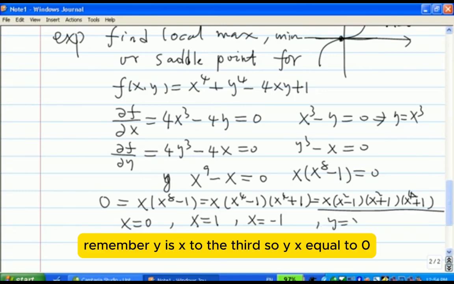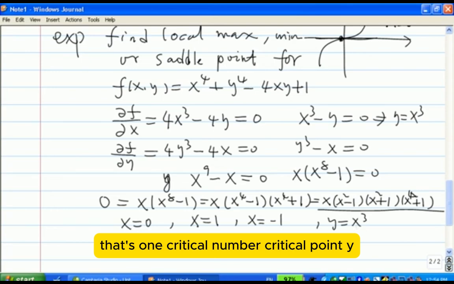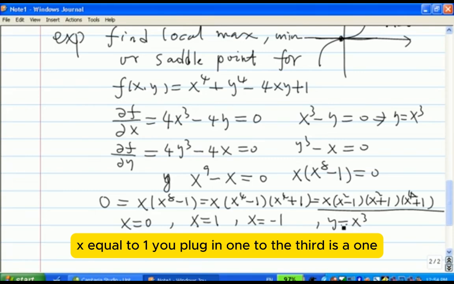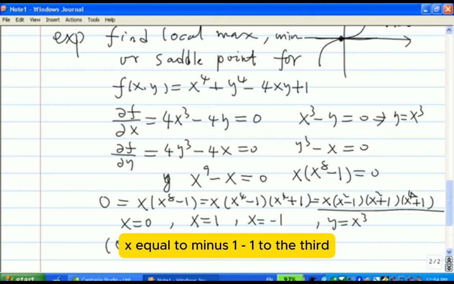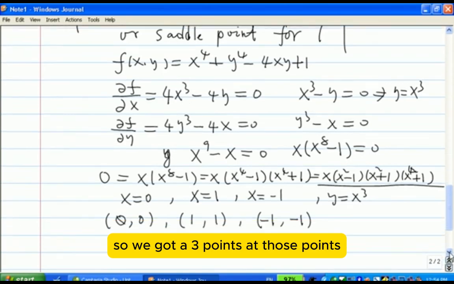Remember, y is x to the third. Okay. So when x equals 0, you plug in there, your y is 0. That's one critical number, critical point. When x equals 1, you plug in, 1 to the third is 1. When x equals minus 1, minus 1 to the third still gives you minus 1. So we got 3 points.